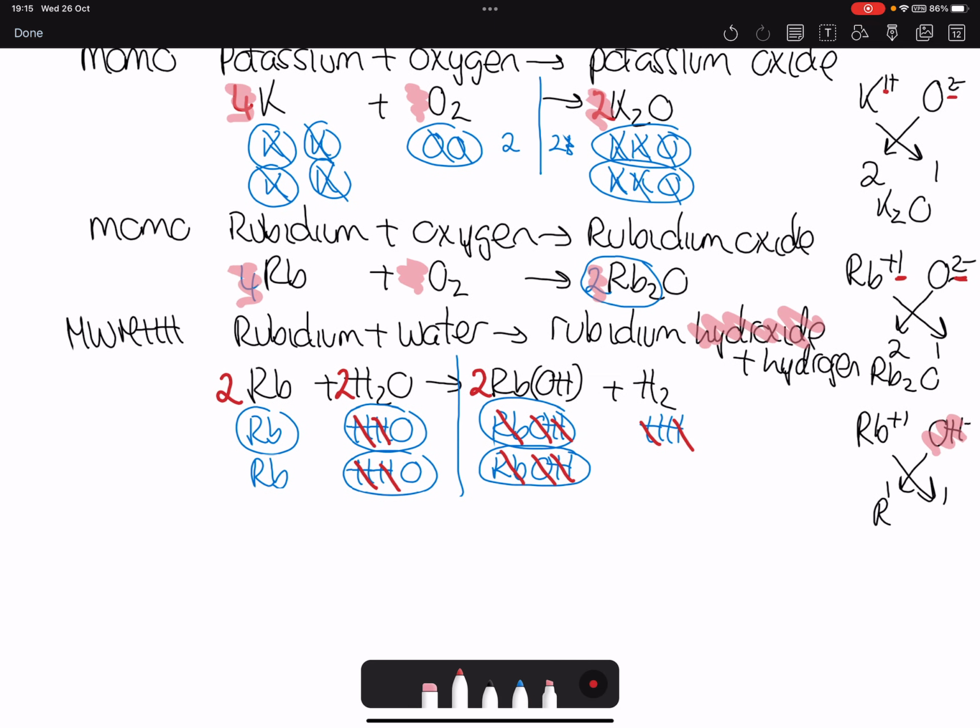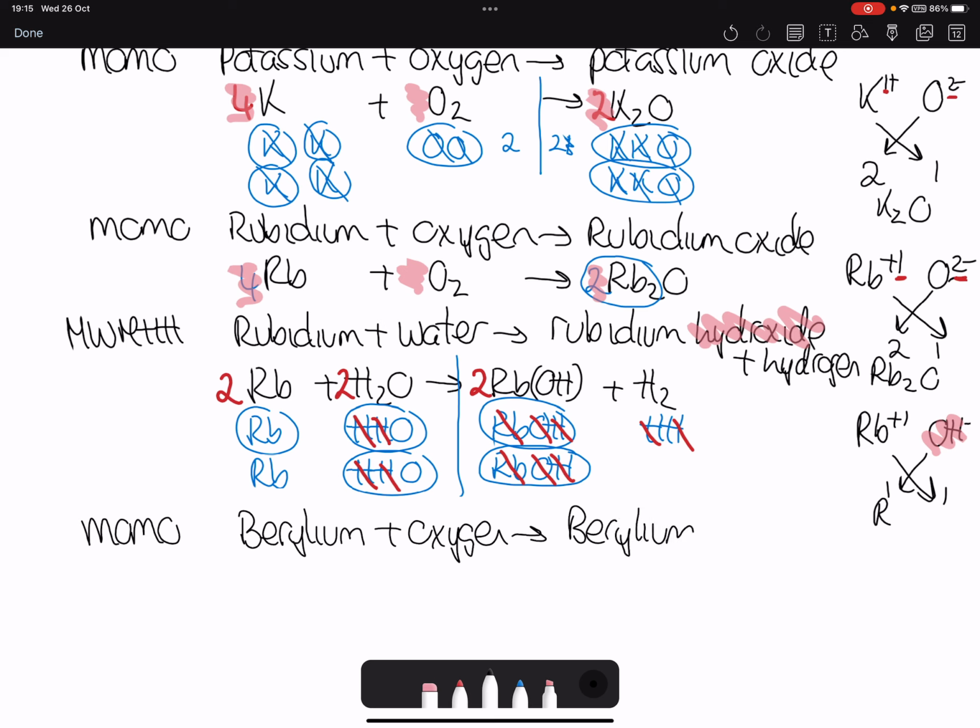We picked some group 2. So I'm going to do beryllium for group 2. So beryllium, I don't know if that's spelled correctly, apologies if it's not, plus oxygen goes to beryllium oxide. So I now have to write a formula from a name. Beryllium is in group 2, 2 valence electrons. Oxygen is O2 minus.